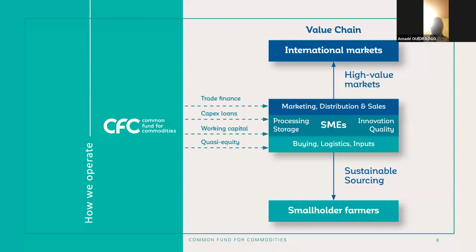Now, the next diagram shows what a typical eligible CFC project is expected to look like. In the center, at the heart of the project, there is a certain type of small and medium enterprise. It could be a cooperative, it could be a private business, it could be even an individual entrepreneur, or it can be some kind of partnership that operates in the commodity sector.